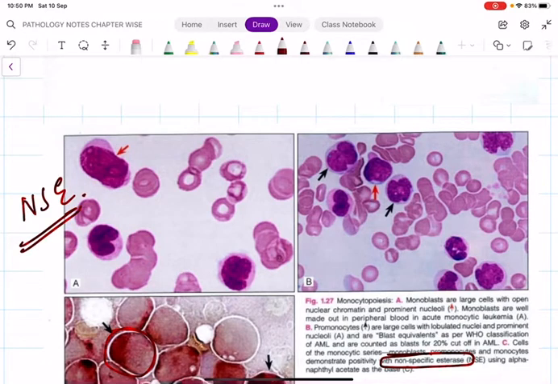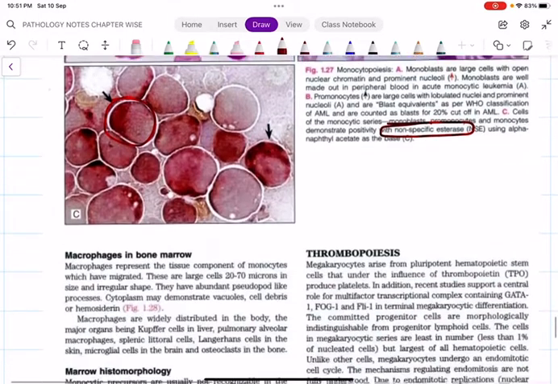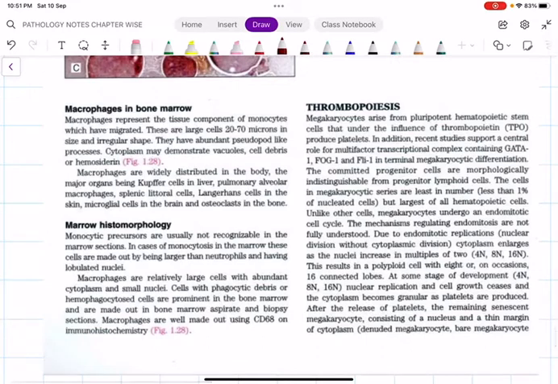Of course, I told you, Sudan black B and myeloperoxidase, all these are for myeloid precursors. Fine. And monocytes, when they reach the tissues, we call them macrophages.